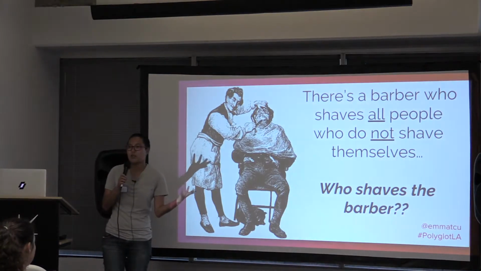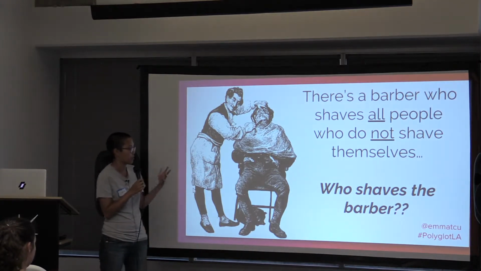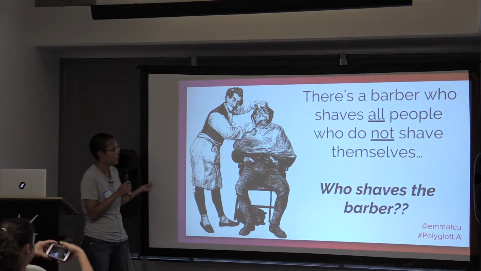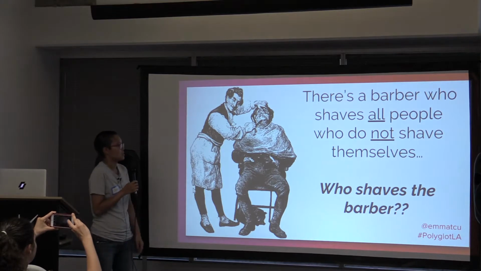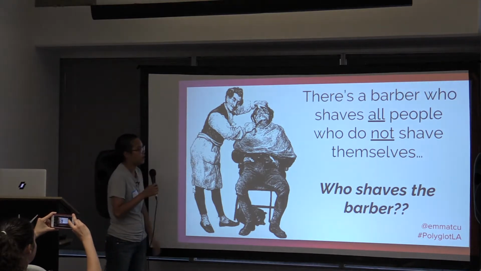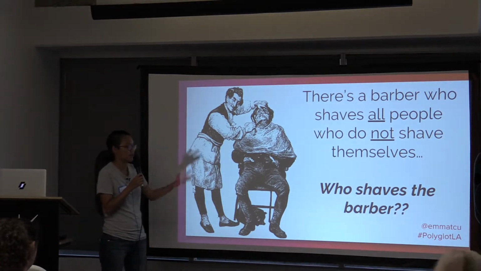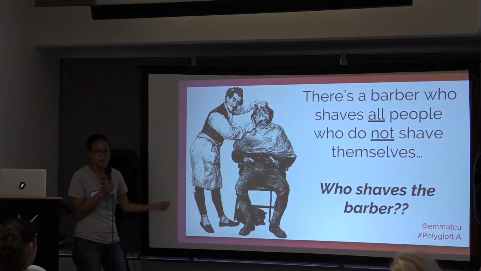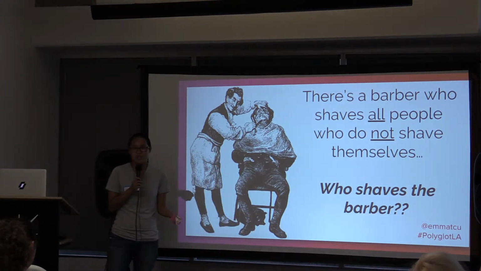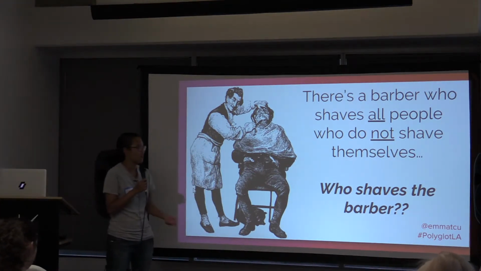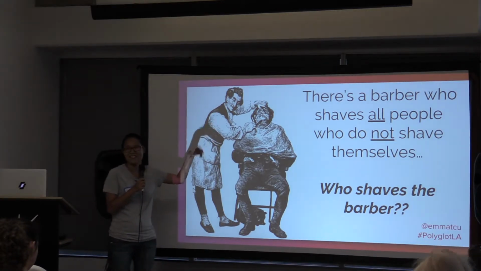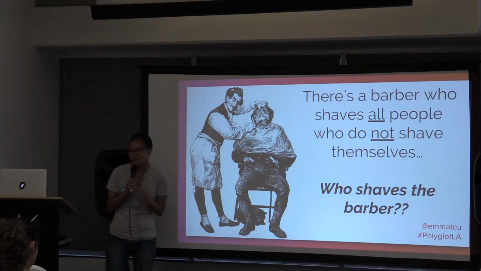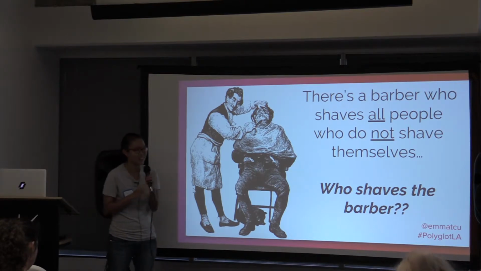A more colloquial manifestation of this paradox comes in the form of what is also known as the barber paradox. Imagine there's a barber in town who shaves all the people who do not shave themselves. The paradox emerges when you ask the question, who shaves the barber? Because if he shaves himself, well, then he doesn't. And so on and so forth. You just go back and forth and back and forth. That's what makes it a paradox.